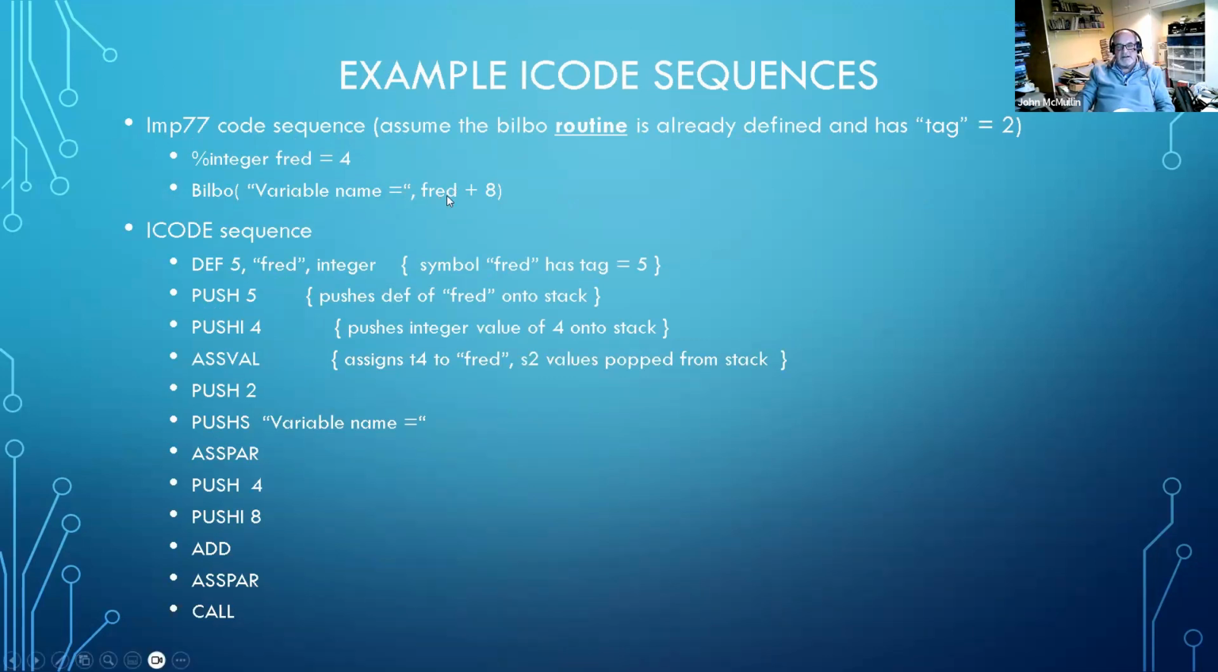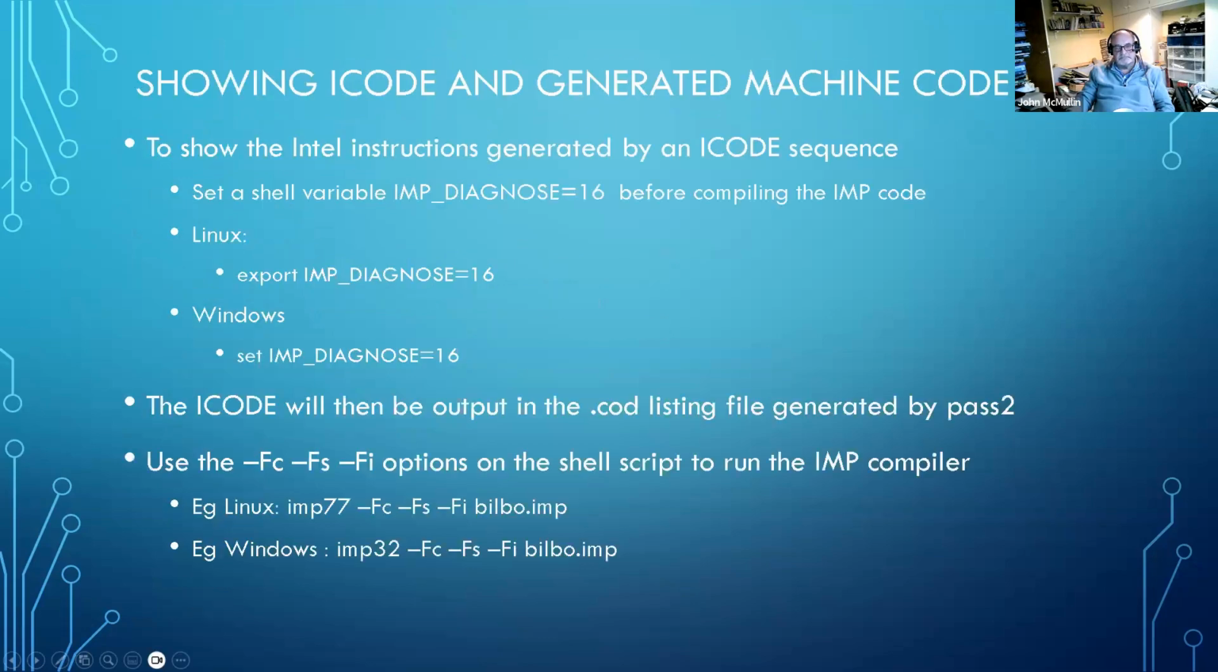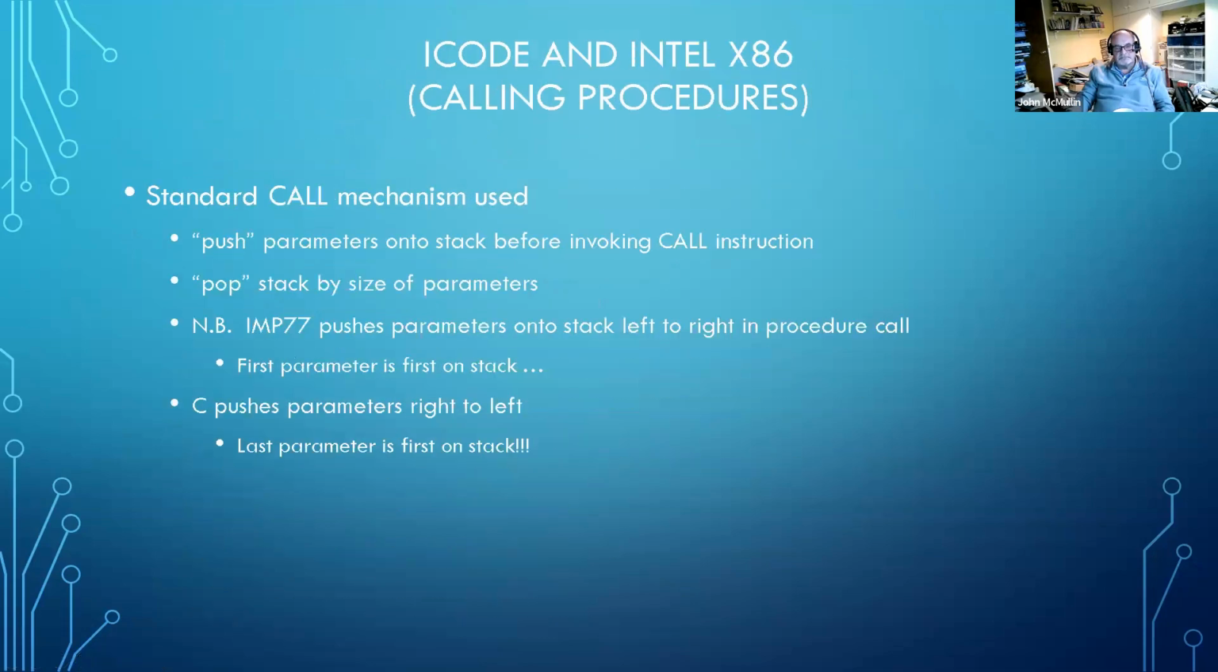In C, you'd find the parameter for the value of Fred plus 8 would be first on the stack, and then the pointer to the string would be next. But Imp does it first parameter first on the stack, second parameter second on the stack. So there we go with that.